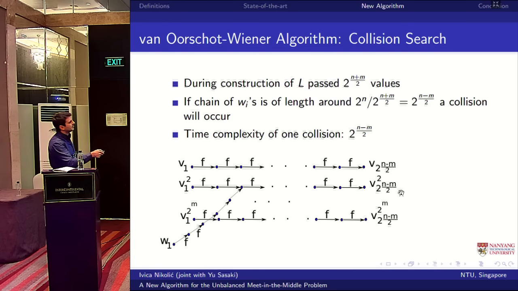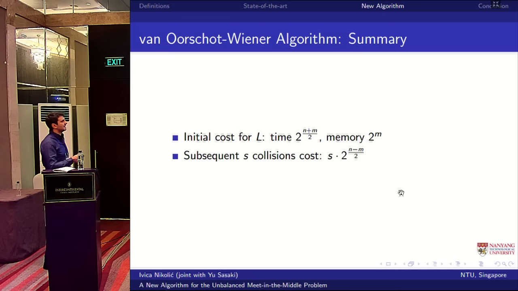So the total time complexity to build the hash table is 2^((n+m)/2), and it requires 2^m memory. And to find s collisions, we have to run the collision search algorithm. For one collision, we pay 2^((n-m)/2). And now we can present our new algorithm for unbalanced collision search, or unbalanced meet in the middle.